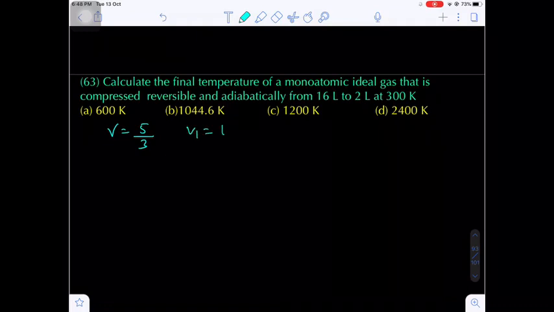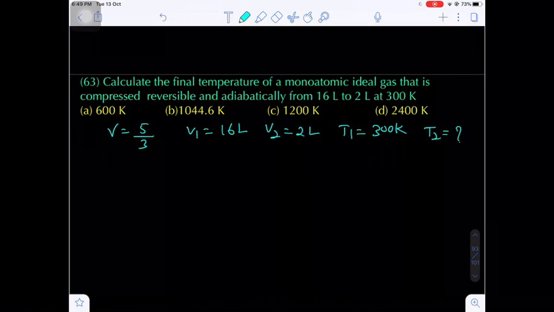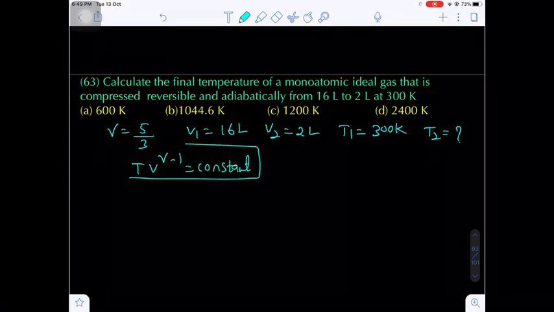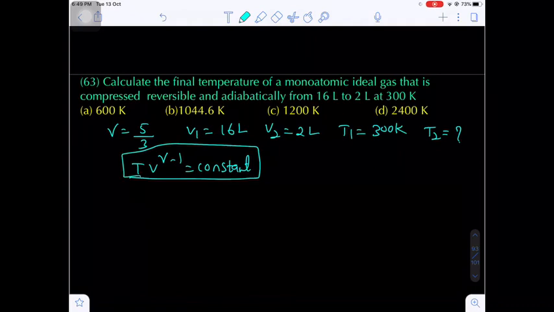What is the initial volume given? 16 liters. Final volume is given as 2 liters. Initial temperature is given as 300 Kelvin. Find the final temperature. Just now I told you the relation between temperature and volume in an adiabatic reversible process: TV to the power gamma minus 1 will be equal to a constant. So this is a very important relation we have to remember.